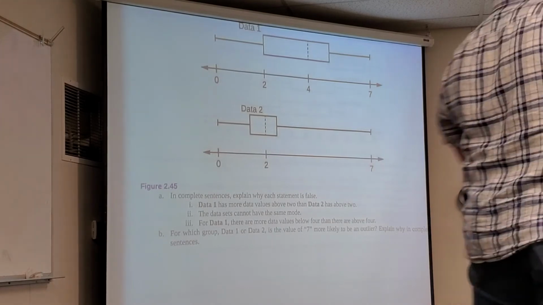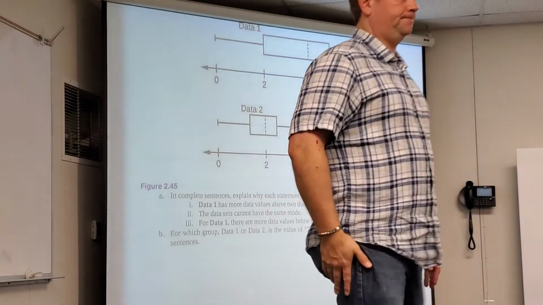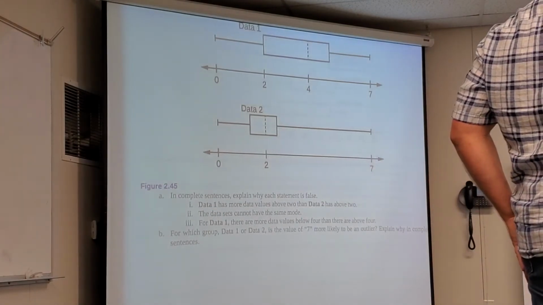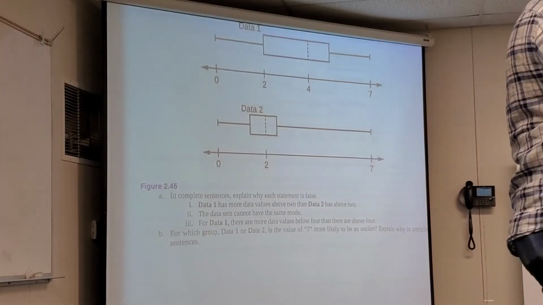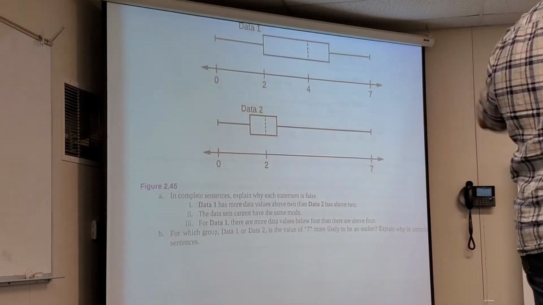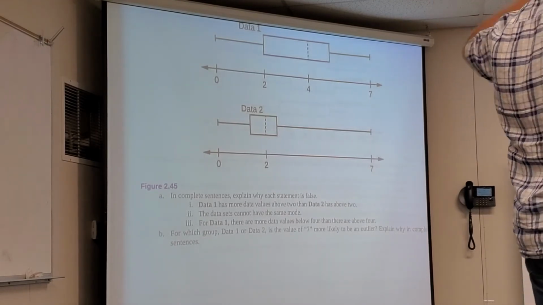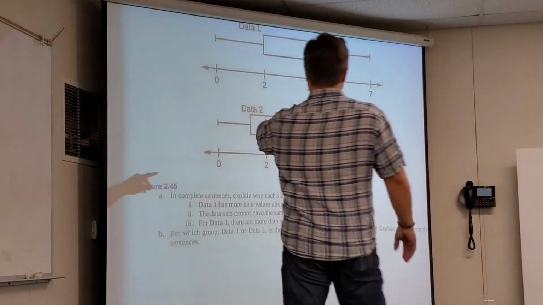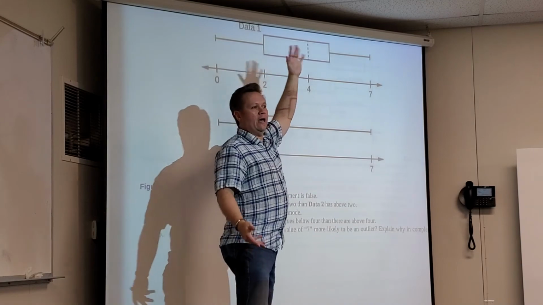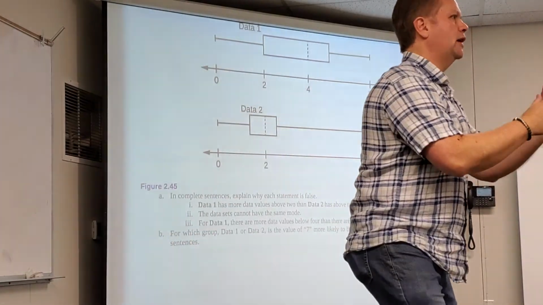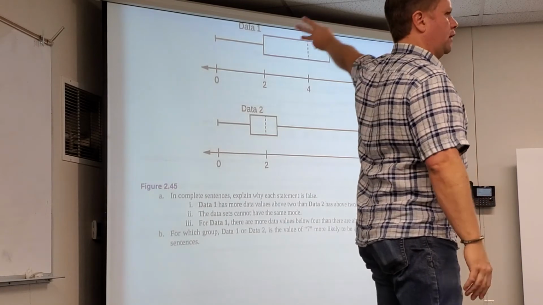Yes. Thank you. Okay. So for the second one, where it says the data sets cannot have the same mode, that's false too because we have no idea what the data set is. We don't know. They both could have one of every data point, but maybe this one has two 4s and that one has two 4s. I mean, how would I know? I don't know anything about any specific data point. I just know percentages of where they fell, right?